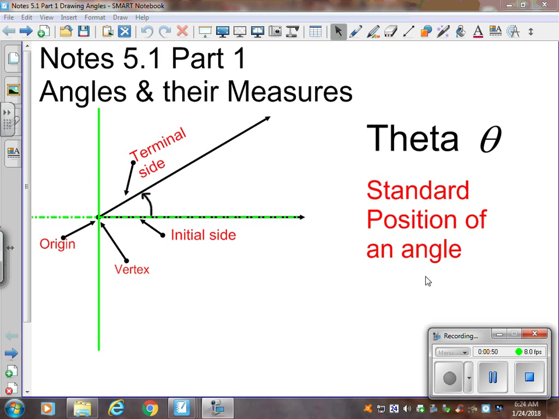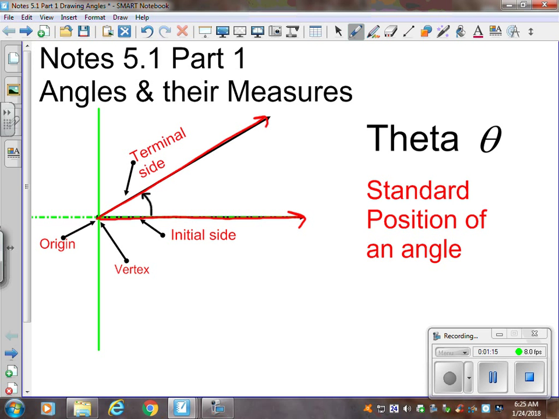The original side which it starts with along the positive x-axis is called the initial side. That is the ray that your angle starts with. Your angle can open up like this one does, or it can open down. Then the other side of your angle is called the terminal side, because that's where it stops.